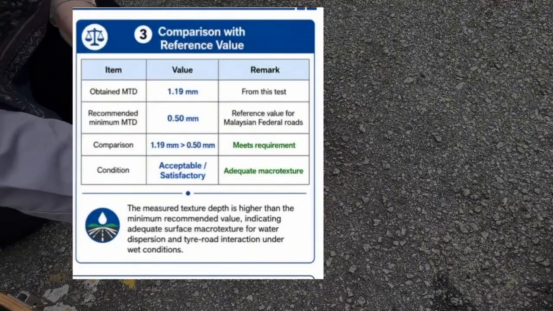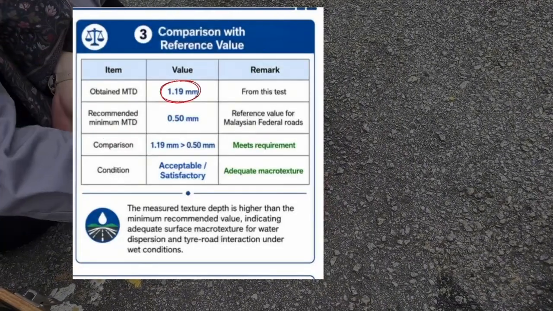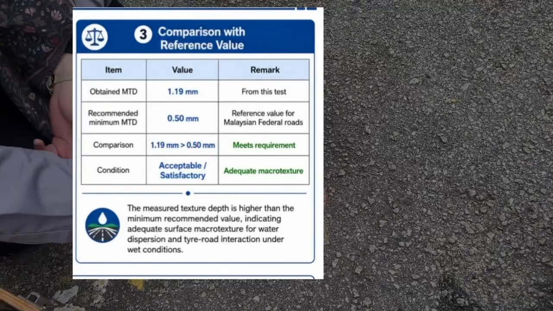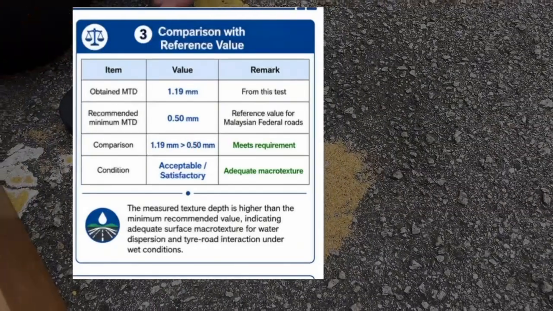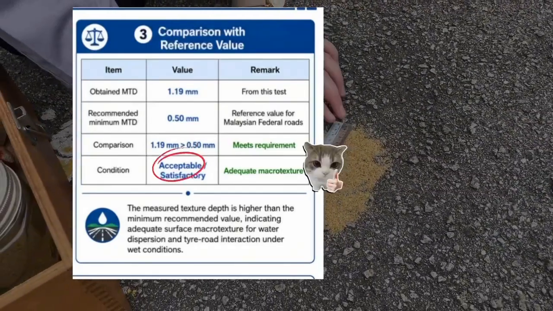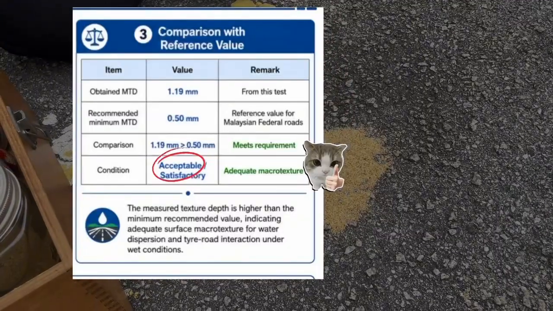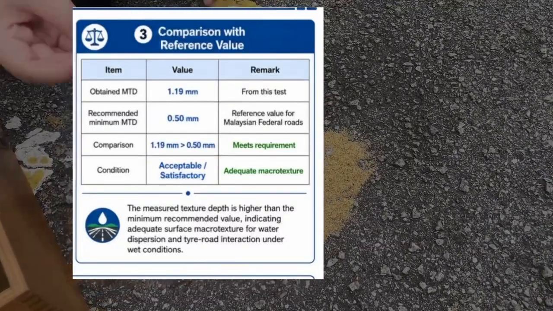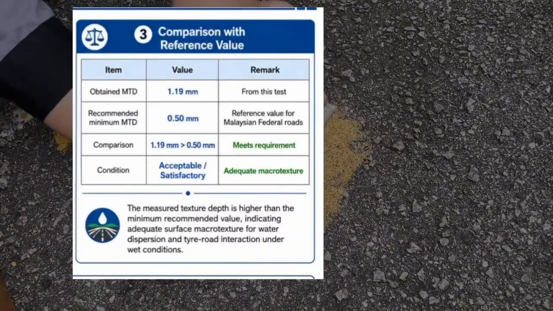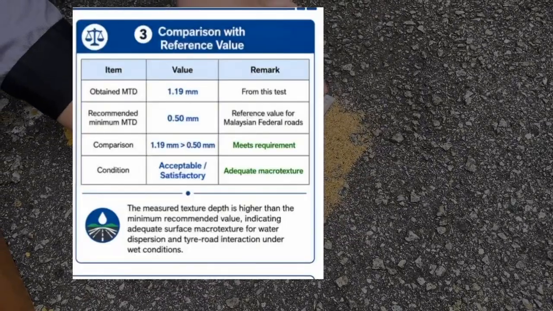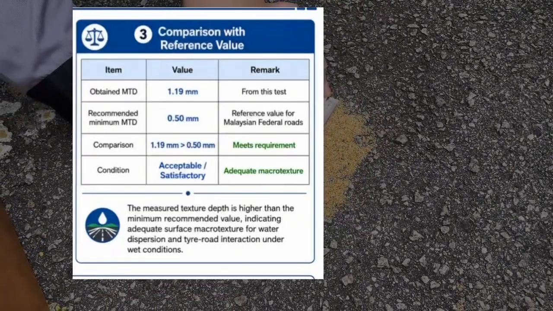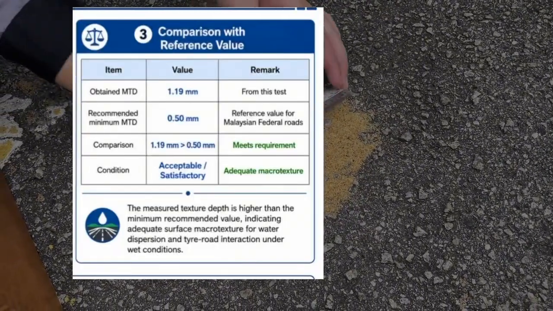Since our result is 1.19 mm, which is higher than the minimum value, the selected rough surface can be considered acceptable. This means that the pavement has sufficient surface texture to help water disperse during rainy conditions and improve tire-pavement interaction, reducing the risk of skidding or hydroplaning.